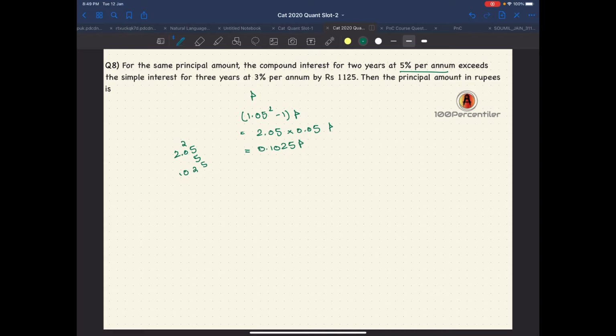This 0.1025P exceeds the simple interest for 3 years at 3% per annum. So simple interest for 3 years at 3% per annum would be 0.09P. Now subtracting these two, we get 1125, which is 0.0125P as 1125, and therefore P, which is the asked value, is this. This can be simplified.